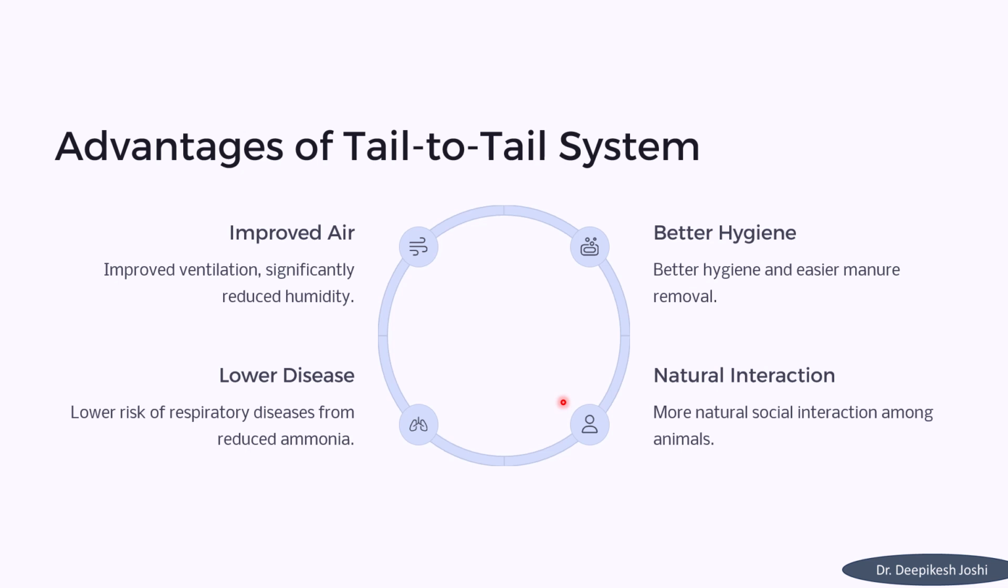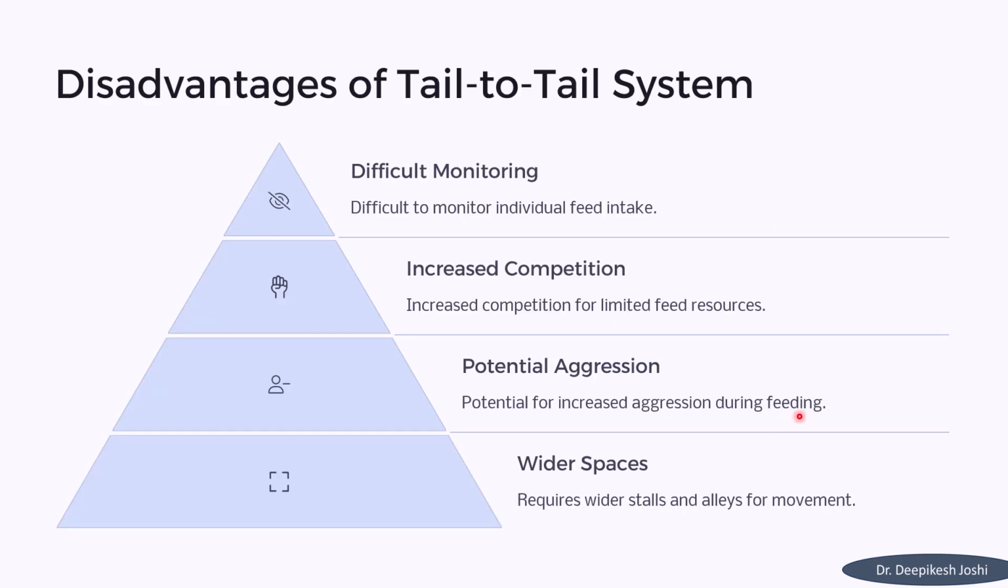Now, what are the advantages of the tail to tail housing system? It has improved air ventilation and better hygiene because manure cleaning is very easy. There is improved air circulation because the animals are facing towards the outside, so they are near the windows and can breathe fresh air. There is lower disease because they are not facing towards each other, so communicable disease will not spread amongst them through their mouths. Low respiratory disease will also happen because they are facing outside. Ammonia which is present inside the dairy farm will not affect them. Natural interaction is more amongst the animals in the tail to tail system.